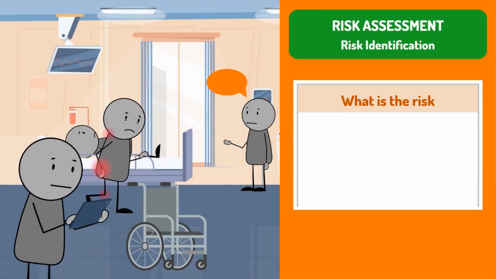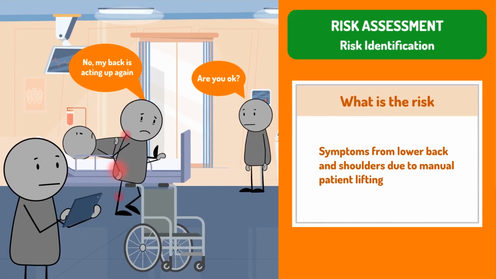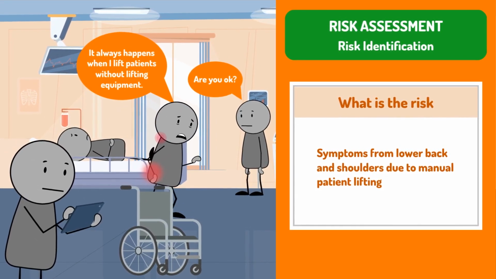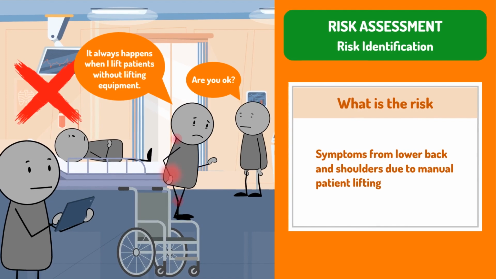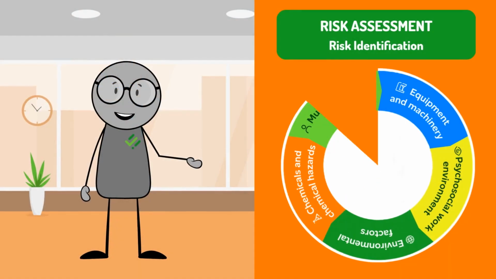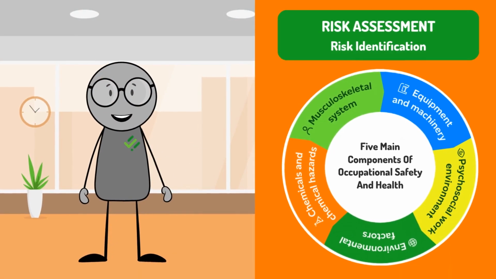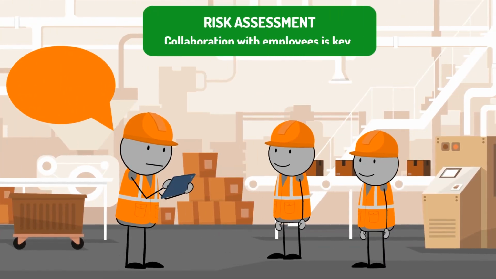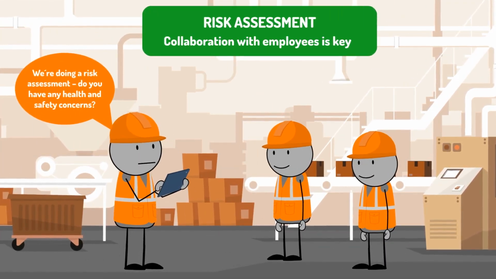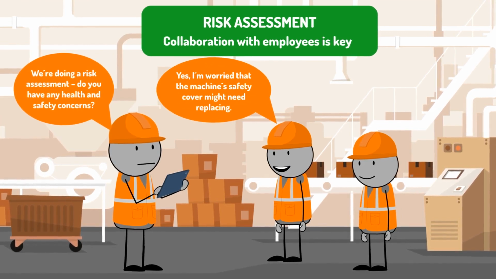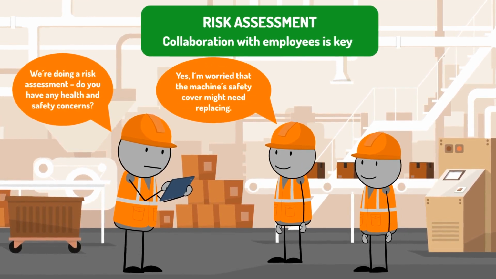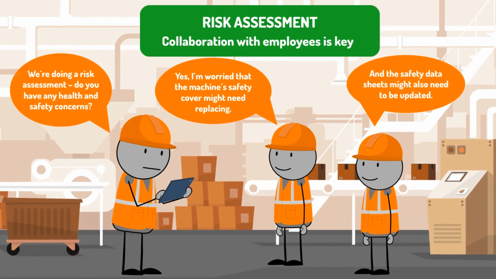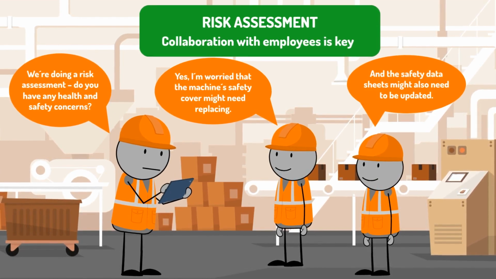There is no single best way for conducting a risk assessment in the workplace, so each workplace needs to identify the approach that best suits its environment and operation. It is recommended to always keep in mind the 5 main components of occupational safety and health. No one knows the workplace better than those who work there. Collaboration with employees is therefore essential. They know the work environment well, especially their own tasks. That's why it's important to pause and ask questions.